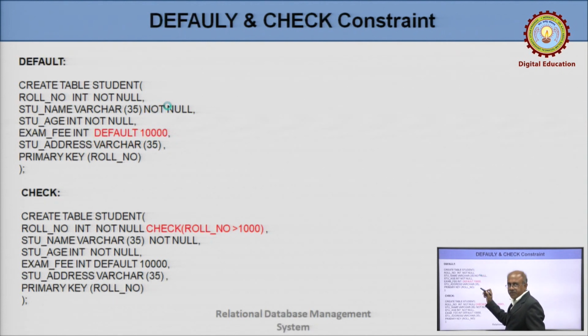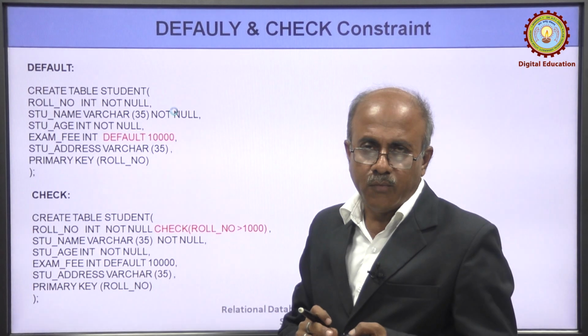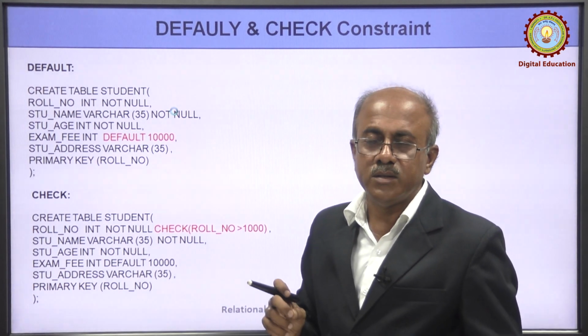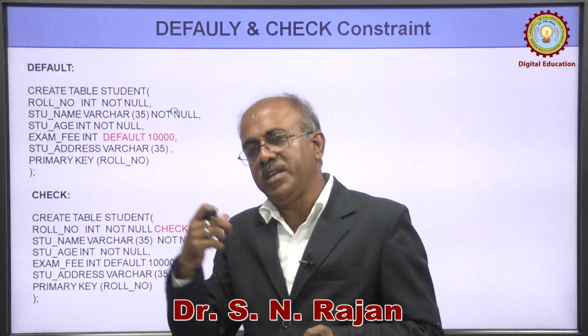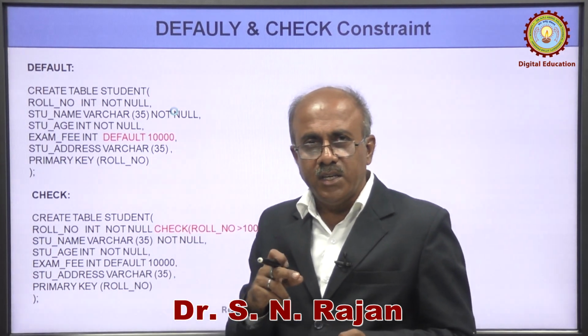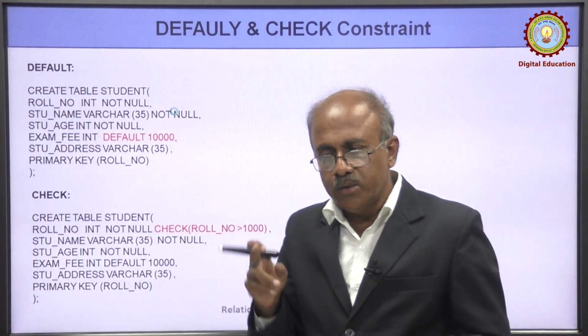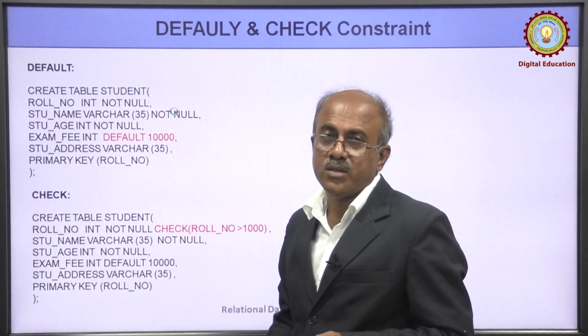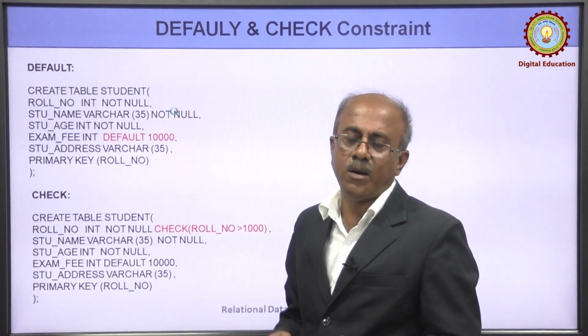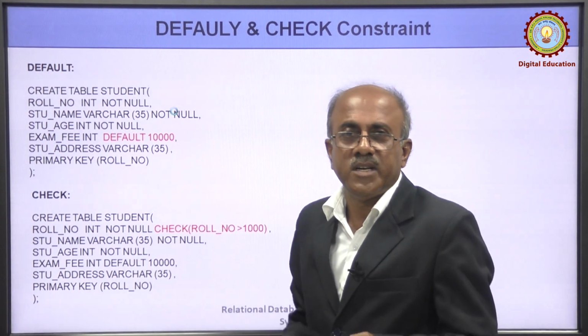Default values, we have specified the default value here. In this table student, the examination fee, which is of type integer, will have default value 10,000. It means whenever a person wants to insert some record in the table, if the person specifies some examination fee value, it will get inserted. Otherwise, if a person keeps it blank, it will not be null, it will store the 10,000 value. So, default value is 10,000, otherwise the user is free to specify any value.